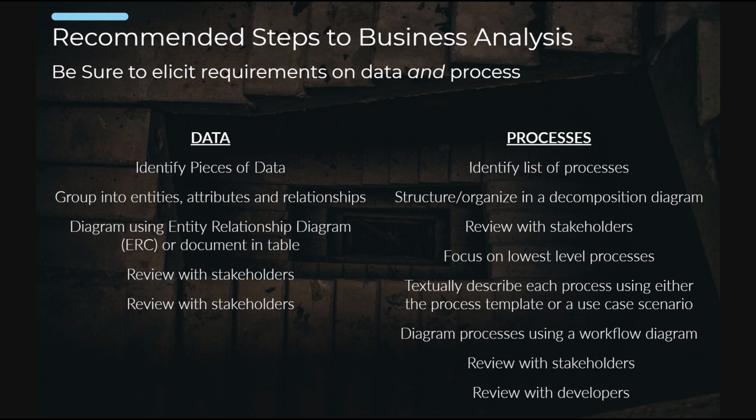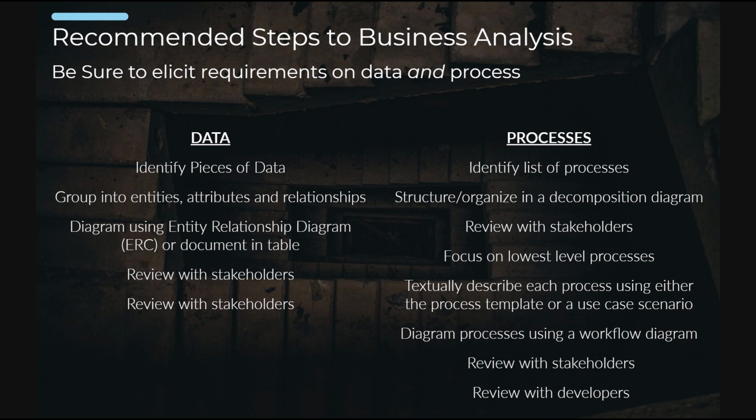So I want you to have a list here of some things that fall under both of those categories. So under data, you would of course identify pieces of data. Pieces of data can be things like name, social security number, dollar amounts, any piece of data, right? You would group them into entities, attributes, and relationships. You may create diagrams like entity relationship diagrams or document the data in tables. You're going to review that with stakeholders. You're going to review it with developers.